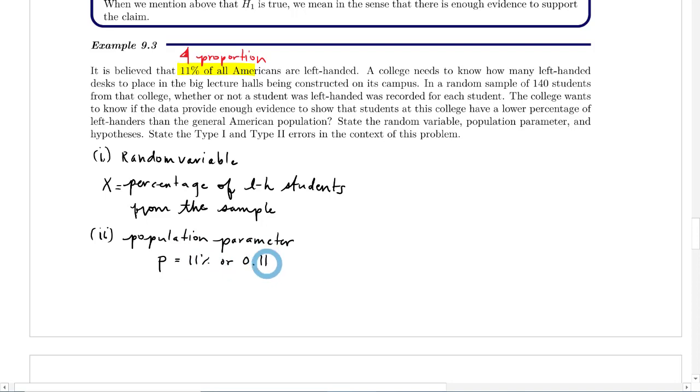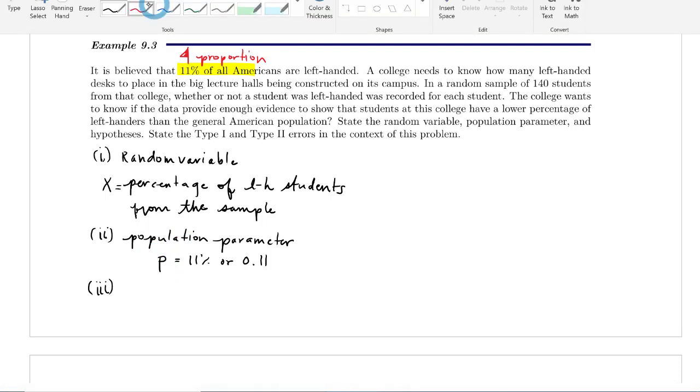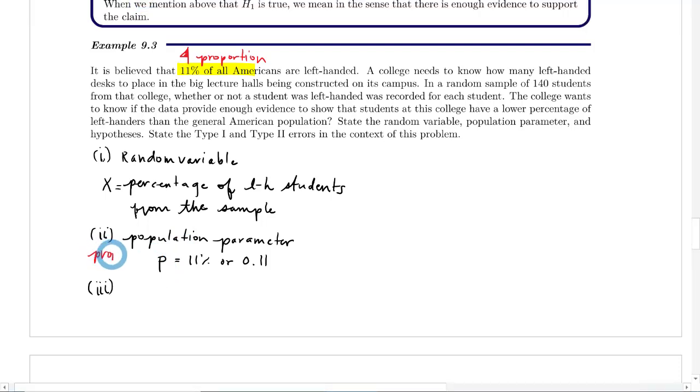Okay, and then the third part, 3i, would be the hypotheses. So the hypotheses, when we're actually given a specific parameter, in this case it's going to be a proportion, then we write it out like that. So we just go ahead and write it out as the null is status quo. That means the population proportion hasn't changed. Right? No change, status quo.